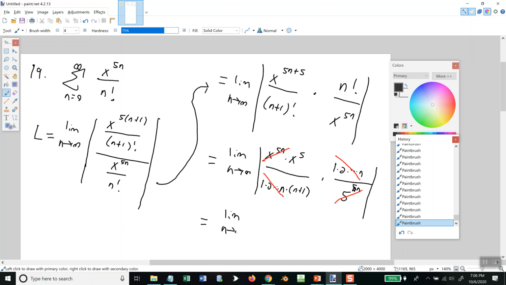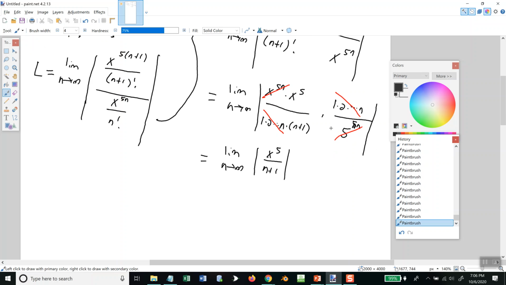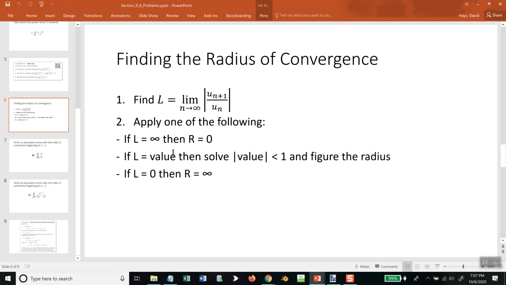So we've got the limit as n goes to infinity of x to the 5th over n plus 1. Now the x to the 5th doesn't have anything to do with the n, does it? So I can put it out in front. And that gives us 1 over n plus 1. And what does that go to? 0. And if our limit is equal to 0, then our radius of convergence is infinity. So it's all real numbers.